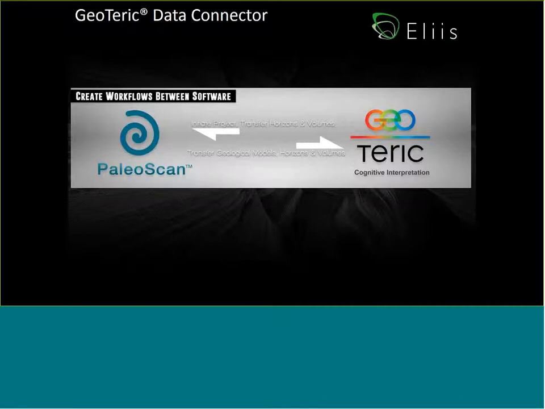Just a few points also about the connectors. Now we have a connector with GeoTheorix, just to exchange geological time model, horizon, and fault in both ways. Like this, you can, for example, create your horizon stack in PaleoScan and then send your horizons into GeoTheorix, or make some noise cancellation in GeoTheorix and send this volume into PaleoScan, and then start your interpretation on this volume.